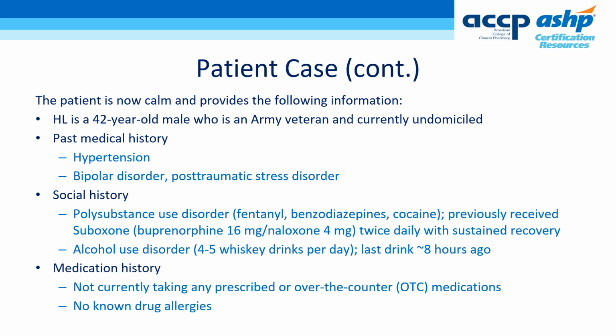Back to our patient. Now that he is more calm after his intramuscular ketamine, he is able to provide more of his history. He's a 42-year-old undomiciled Army veteran. He has hypertension, bipolar disorder, and PTSD. He uses an array of substances but has previously been stabilized on Suboxone with sustained recovery. When asked about his alcohol intake, he states that he drinks 4 to 5 whiskey drinks per day, with his last drink being about 8 hours ago. He is not currently on any medications and has no medication allergies.